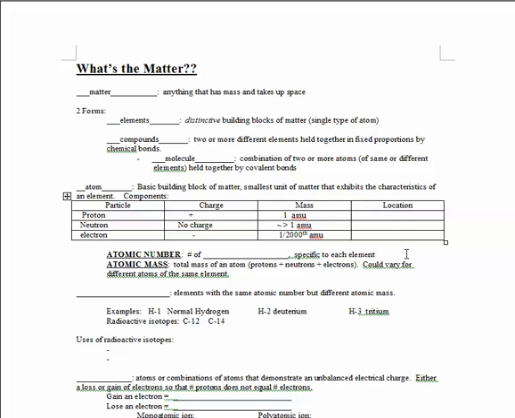Now, to finish off the table, we also want to talk about where these things are located. The proton and the neutron are both located in the center of the atom, in an area known as the nucleus. I can't tell you the number of times that students confuse the nucleus of an atom with the nucleus of a cell. So please don't make that mistake.